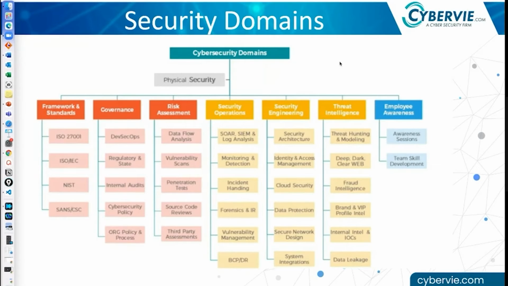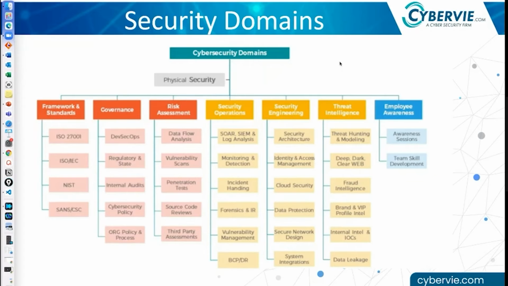Now coming to governance. In governance, there are internal auditors who will be auditing as per the standards, and they will be giving you a certification, like your ISO certified company, or NIST certificate. They'll give different certificates. Those roles we call internal auditors, or external auditors. Then we have other roles like DevSecOps, where the people also take care of the governance part. Coming to risk assessment, here we have different roles: pen testing, vulnerability scan, code reviews, third party assessments, and other roles.